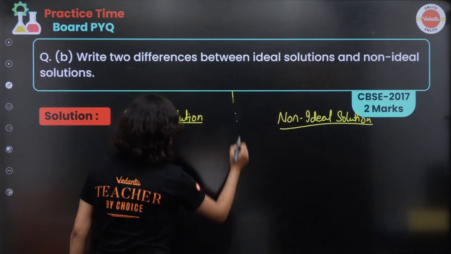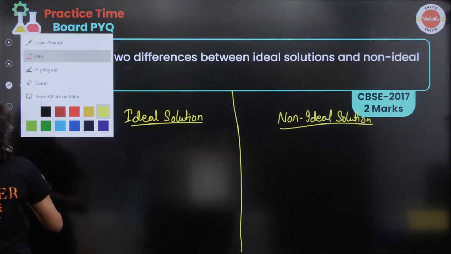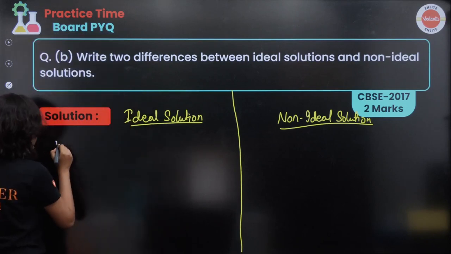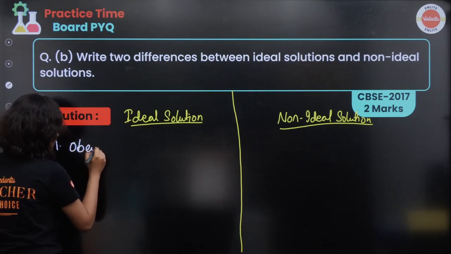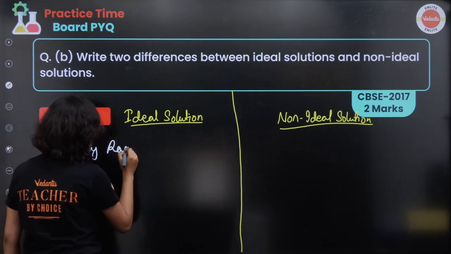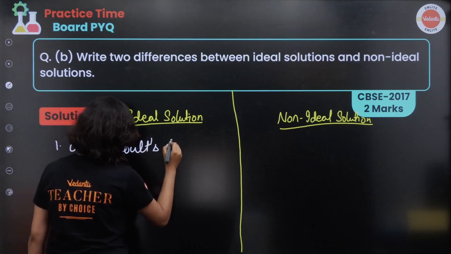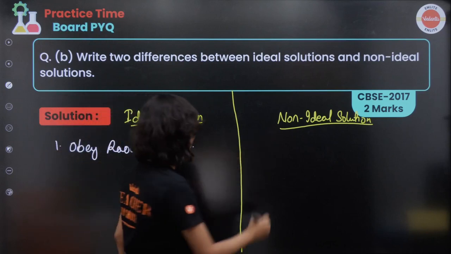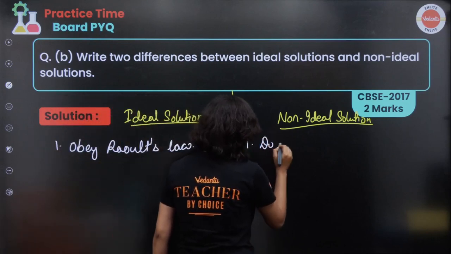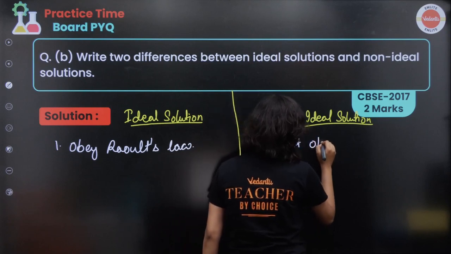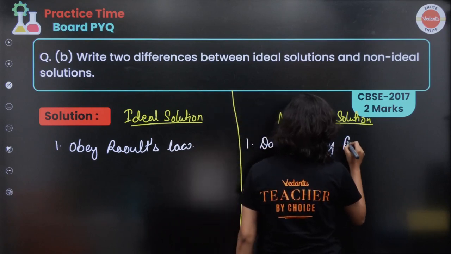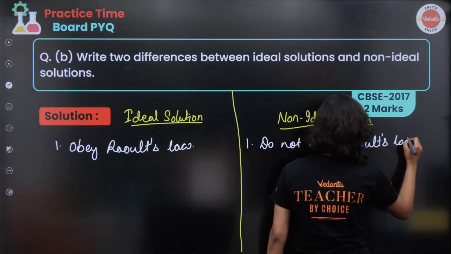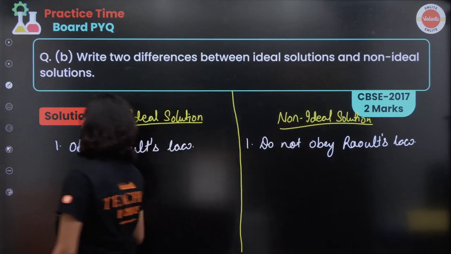Now let's write that in white. What is the first thing? They obey Raoult's law, isn't it? Yes, and they do not obey Raoult's law.